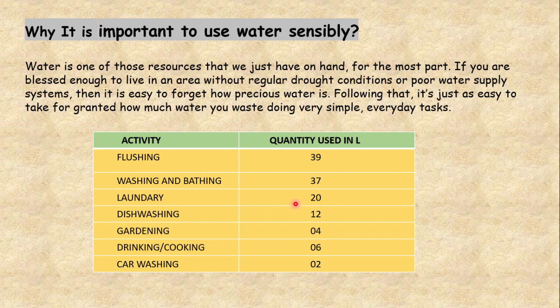In laundry, we use 20 liters of water. Dishwashing and cleaning consume 12 liters of water. Gardening uses 4 liters of water. Drinking and cooking, how much does it include? It includes 6 liters of water. Car washing is roughly 2 liters.